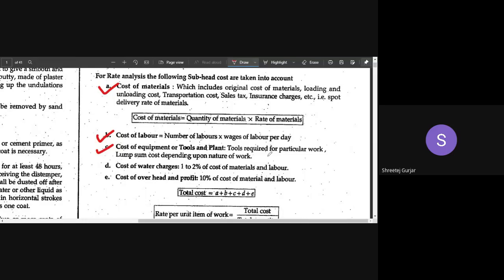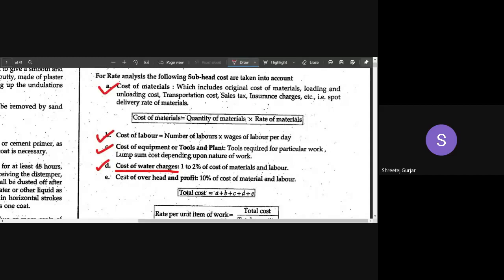Whenever you have large scale work, usually what they do nowadays is establish a plant at the site itself, an RMC plant, whenever you have a big project to be executed. So there is a cost of equipment, tools, and plant. Then the cost of water. Water we usually neglect, but we need to take care of water charges. Water is also not free. There has to be some cost included for this water.